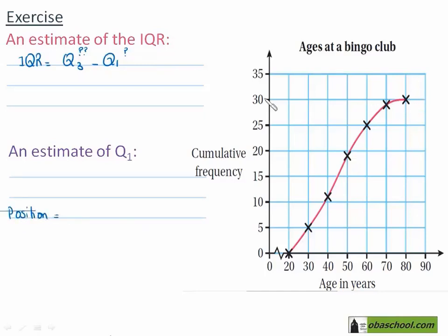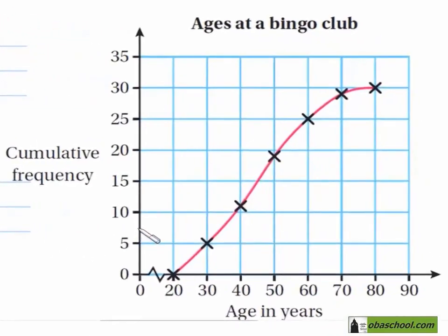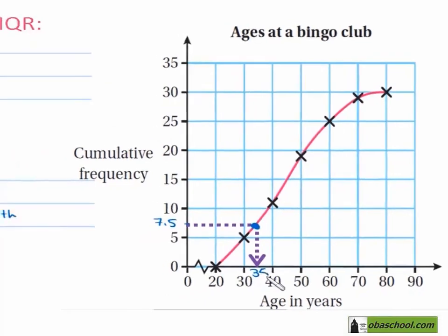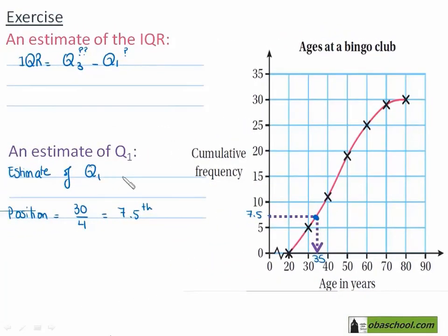As for the position of the first quartile, Q1, it would be the total 30 divided by 4, which is 7.5. So the 7.5th position lies right here on the vertical axis between 5 and 10. We go horizontally and look for the point of intersection, where we drop downwards to meet the x-axis, right here in the middle between 30 and 40, and that would be 35. And so the estimate of Q1 is equivalent to 35 years old. So that would be Q1.